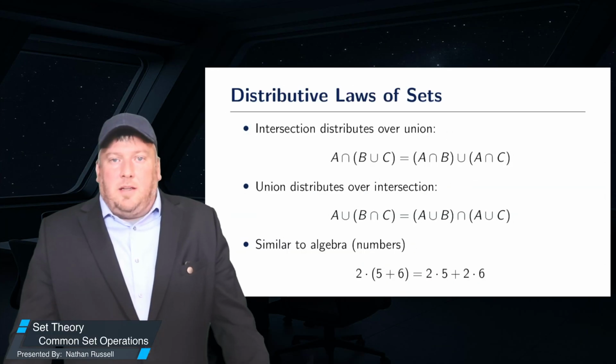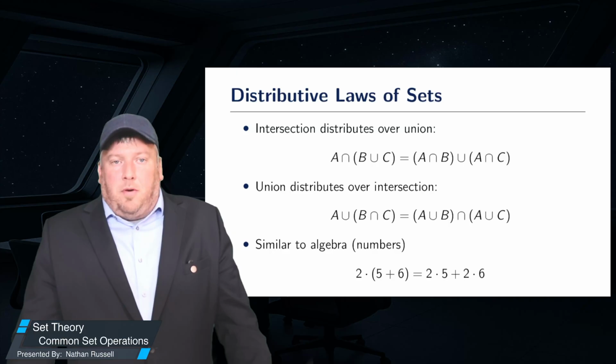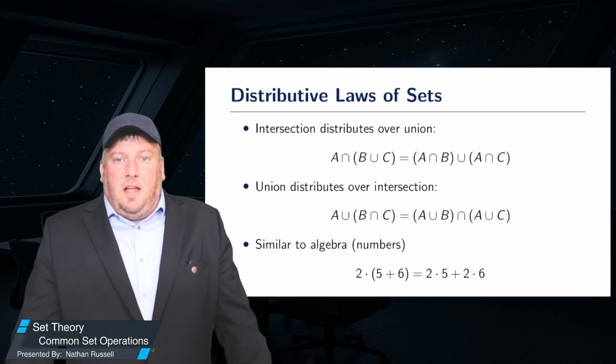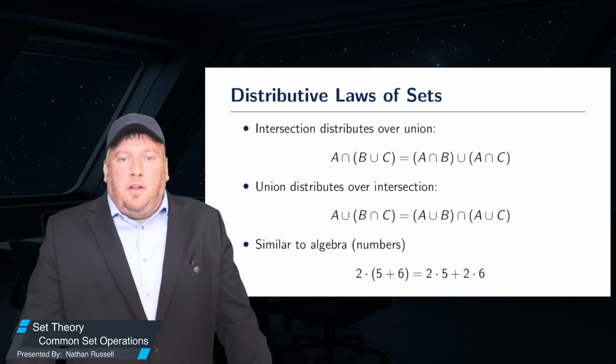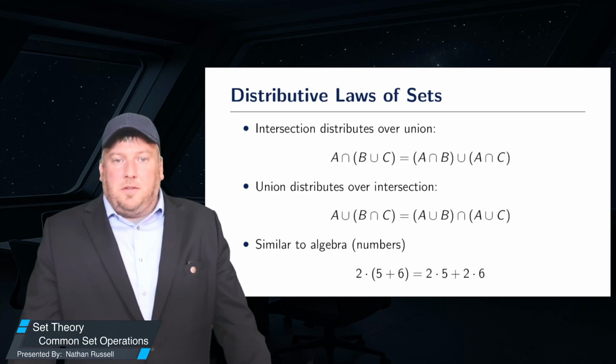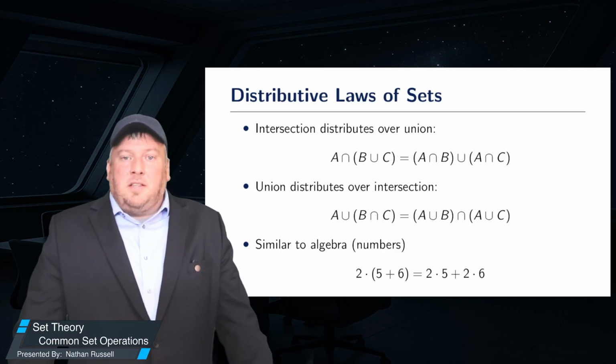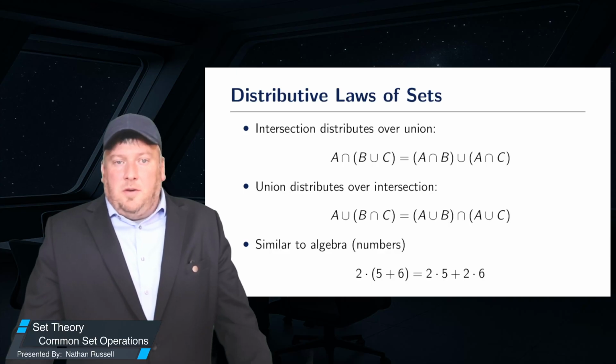Just like in arithmetic, sets also have distributive properties. The first law says that intersection distributes over union. That means A intersect with the union of B and C is the same as calculating first A intersect B, and then calculating A intersect C, and then calculating the union of those two results. The second law is similar, except that it says union distributes over intersection.